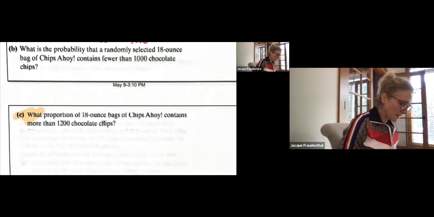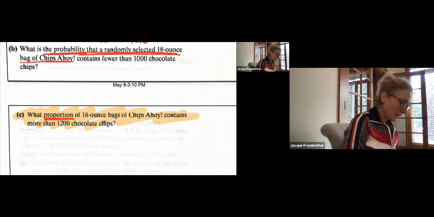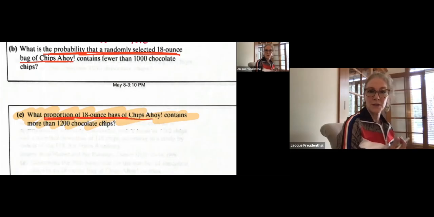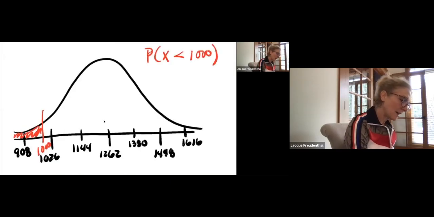Okay, do this now for part C. And notice in part C, I'm using a different word. What proportion? In part B, it was what is the probability that a randomly selected bag, and this is what proportion of the bags. So just different words, but still the same idea. Contains more than 1,200 chocolate chips. So write the probability statement and change it there.